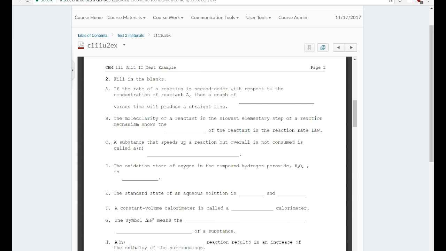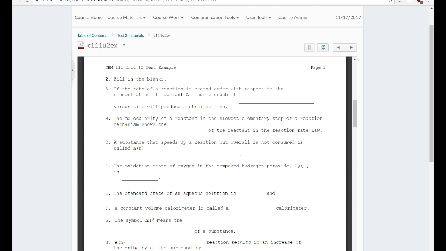A substance that speeds up a reaction but overall is not consumed is called a catalyst. Enzyme would not be sufficient. You want to go with catalyst on that one. The oxidation state of oxygen in the compound hydrogen peroxide, H2O2, is -1. If you get that wrong, I will laugh at you.